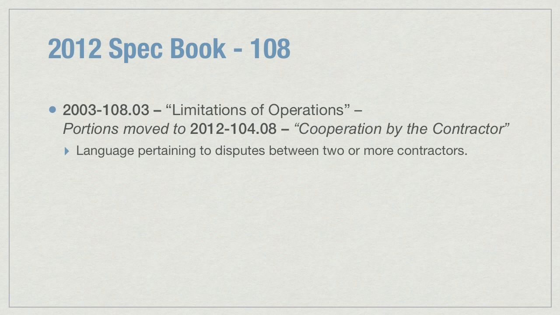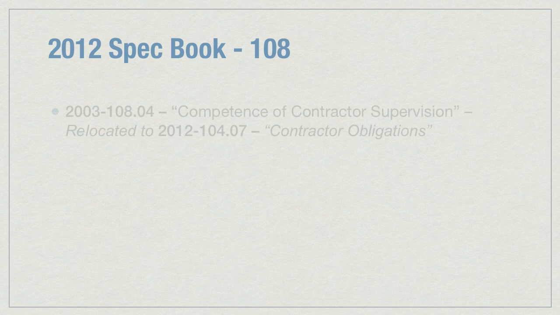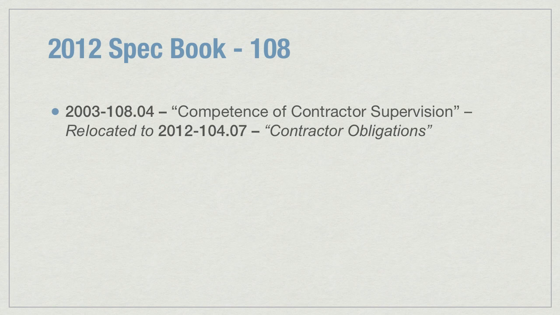The old 108.03, Limitations of Operations, has been moved in part to the new book in 104.08, Cooperation by the Contractor. This includes the language pertaining to disputes between two or more contractors. In the new book, subsection 108.03, Competence of Workers, has stronger language to ensure the competence of the workers on the project. The old 108.04, Competence of Contractor Supervision, has been relocated to the 2012 104.07, Contractor Obligations.